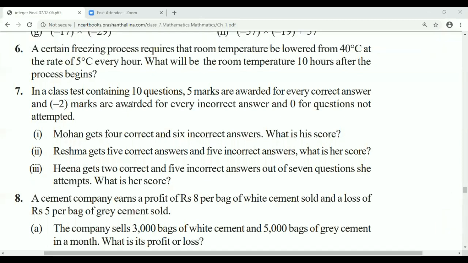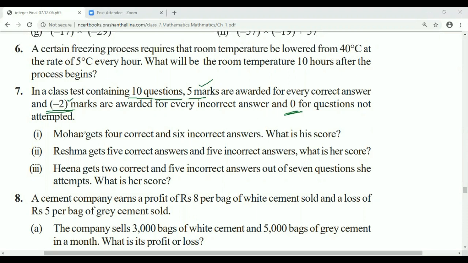Next is question number 7. In a class test containing 10 questions, 5 marks are awarded for every correct answer and negative 2 marks are awarded for every incorrect answer, and 0 for questions not attempted. So 10 questions are there in total, 5 marks for a correct answer and negative 2 marks. That means 2 marks are deducted for an incorrect answer. If no answer is given or the question is not attempted, 0 marks are given for that question. That is the way we are awarding marks in a certain class test or an exam.